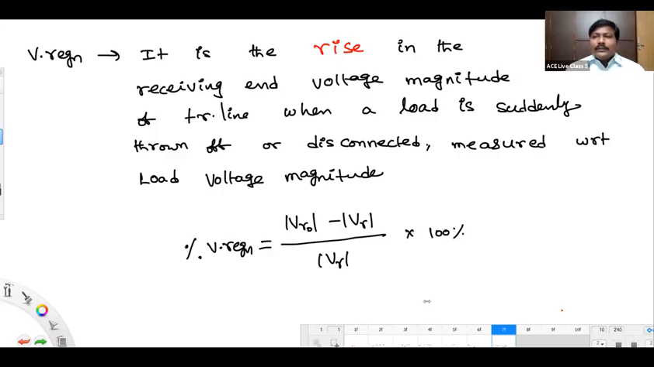See, first we are going to take up the classification of lines. Then equivalent circuit of each and every line. Then ABCD parameters. And then we'll come back to classification of lines and take up each and every line, find out the ABCD parameters, and make some comment on the voltage regulations. Okay. So let's see the first one.